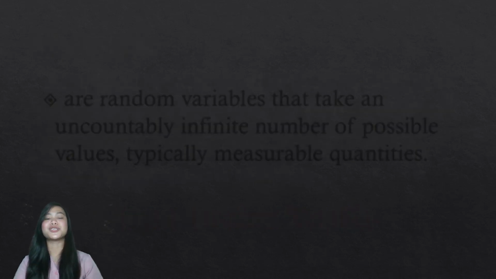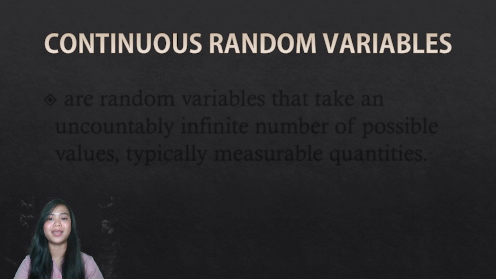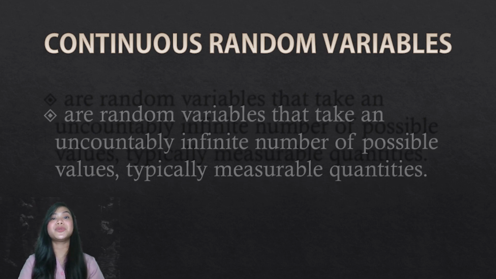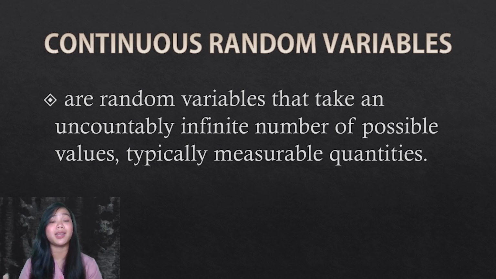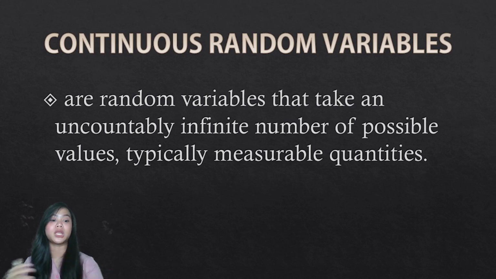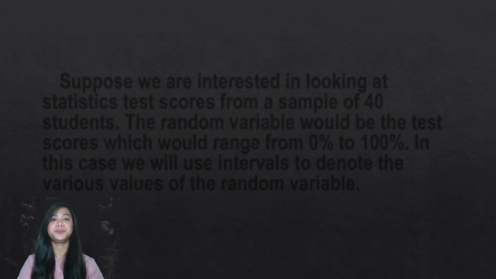So the other classification is the continuous random variable. This is the last part of our discussion for lesson 1. So continuous random variables are the random variables that take an uncountably, meaning it cannot be counted, infinite number of possible values. So there are lots of outcomes that cannot be counted. Typically, these quantities are measurable quantities. So this is the clue term for continuous. This can be measured. So let's have an example.